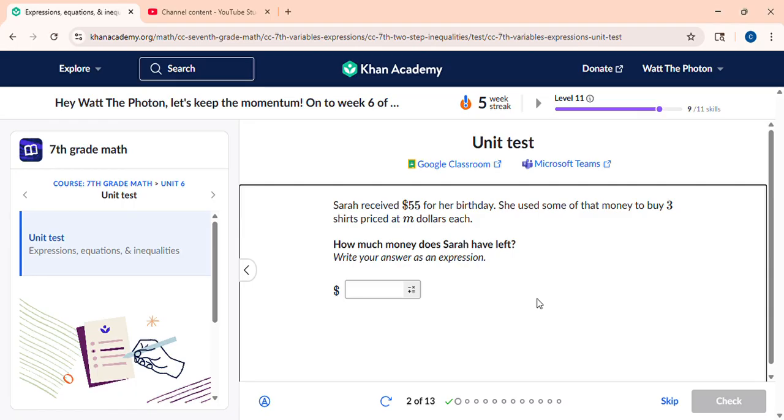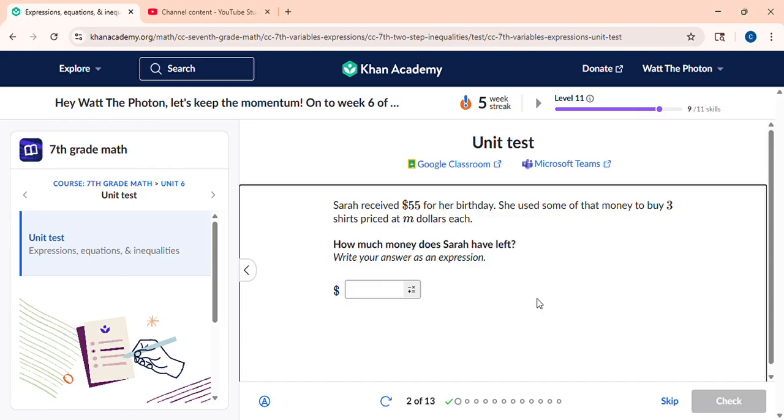Sarah received $55 for her birthday. She used some of the money to buy 3 shirts priced at $M each. How much money does Sarah have left? So she received $55 for her birthday. So she has $55. She used some of that money to buy 3 shirts.